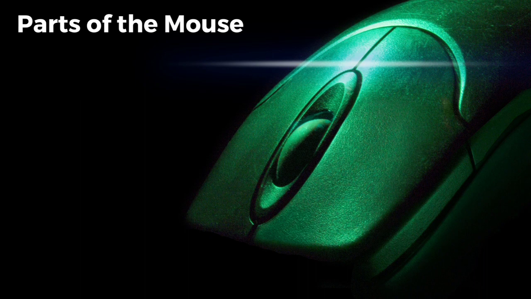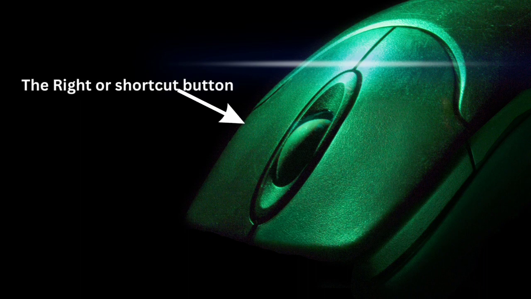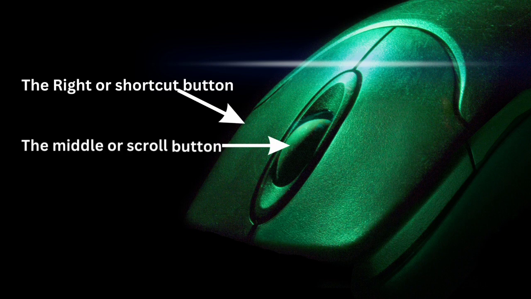Now let's use this labeled mouse to explain further how each of these parts works. Now the first part there is the right or shortcut button. Now the right or shortcut button can also be called the right click button. This functions by right clicking the mouse to give a shortcut to menu options.